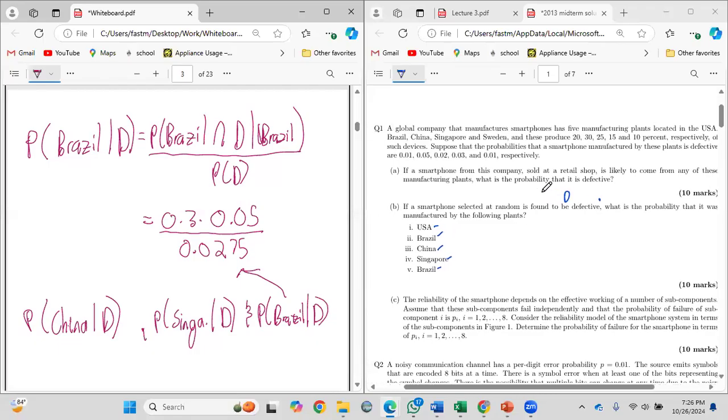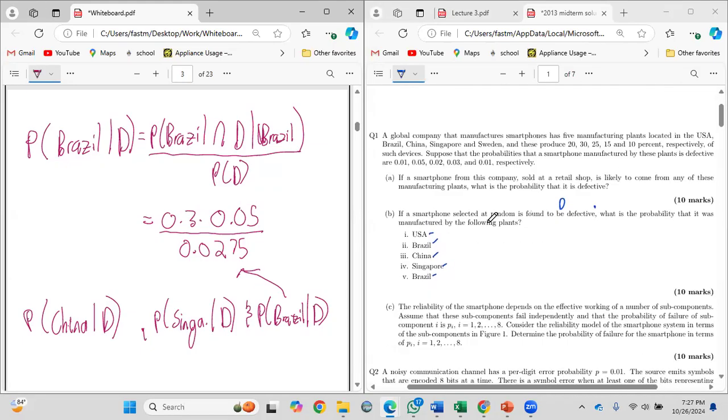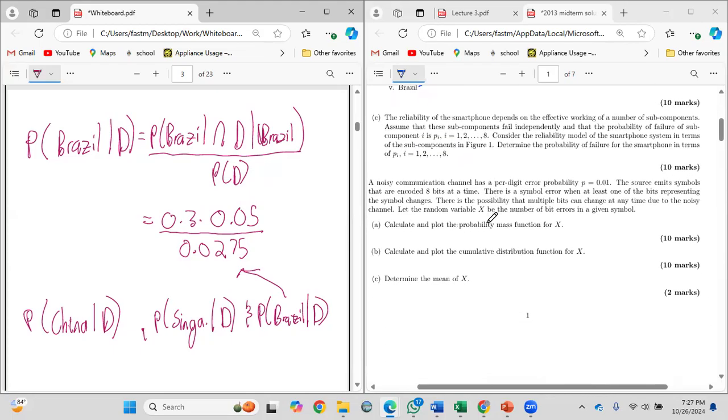When you're doing these, you have to read the questions slowly and make sure you're doing the correct thing, because an easy mistake people might make is to compute the probability of it being defective, given that it came from somewhere else, and that might throw off your whole answer. The question was asking for the probability of it coming from Brazil, given that it is defective, and the probability of it coming from China, given that it was defective. So be careful how we're doing it. Right, and that was that. Okay, so now part C.